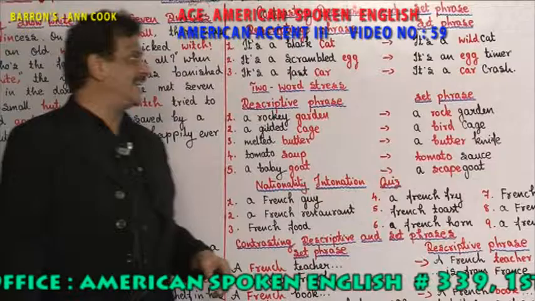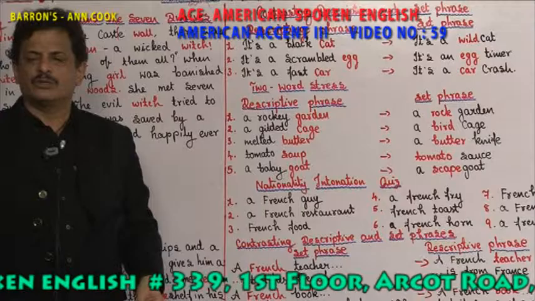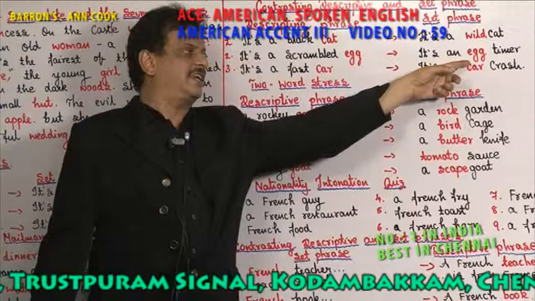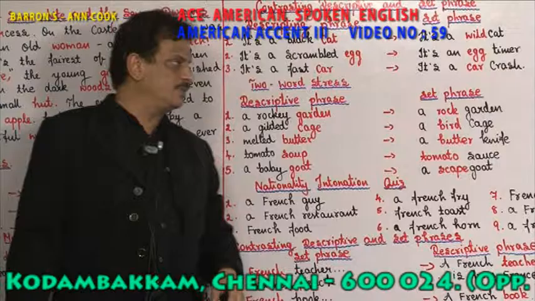It's a scrambled egg. What do you mean by scrambled? You are shaking, adding milk with the egg, and you know, you're toasting. It's a scrambled egg. It's an egg timer. Set phrase. This is a description. It's a fast car. It's a car crash. So car should be stressed more.